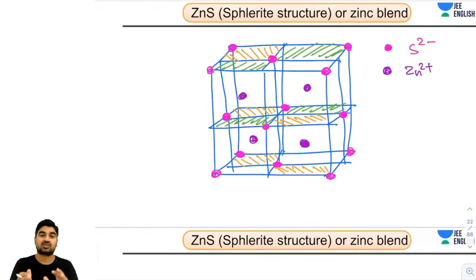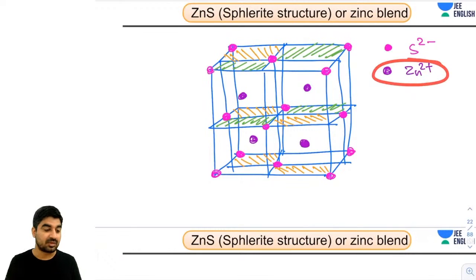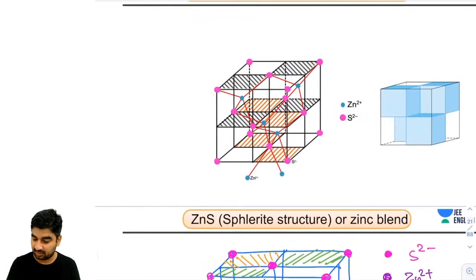Yes, alternately. This is the meaning of alternately. So guys, as you can see, if I've divided it into 8 parts, initially I'm taking these two cubes, and below I'm taking these two diagonally. So Zn2+ is occupying tetrahedral voids alternately. Here you can see this is 1, this is 2, this is 3, and 4, right?